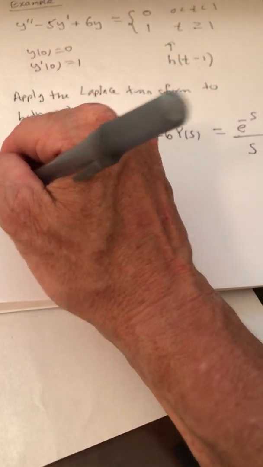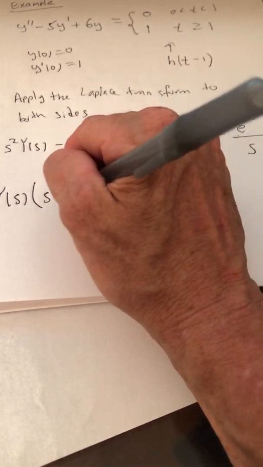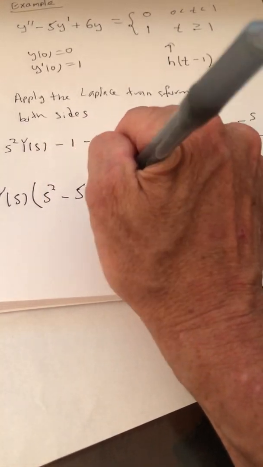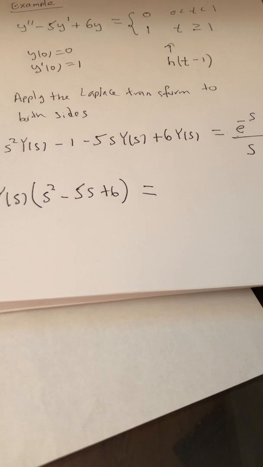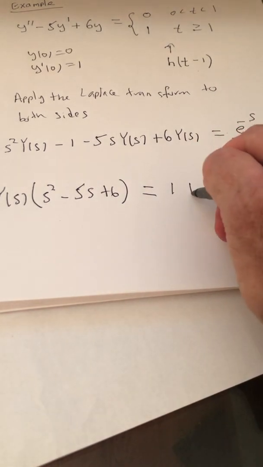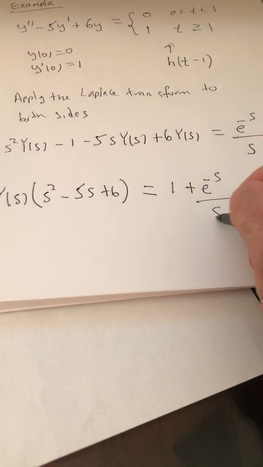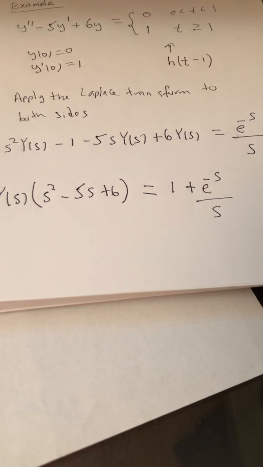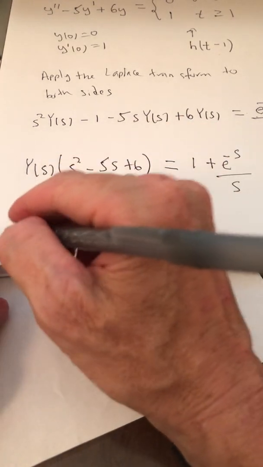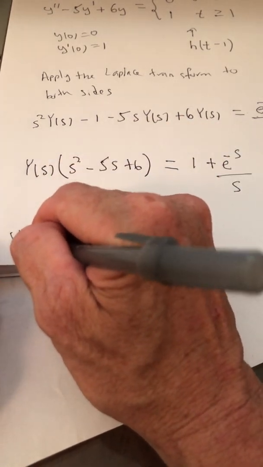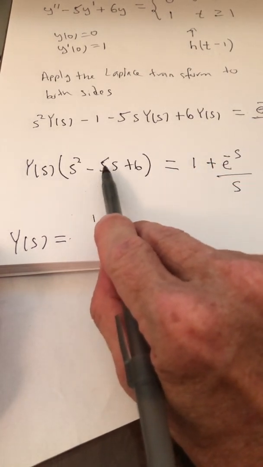So collecting the terms involving big Y of s, we have big Y of s times the quantity s squared minus 5s plus 6 equals 1 plus e to the negative s over s. So we're now going to divide both sides by the quantity multiplying Y of s. Remember, the final step is to invert. We have Y of s equals 1 over s squared minus 5s plus 6.